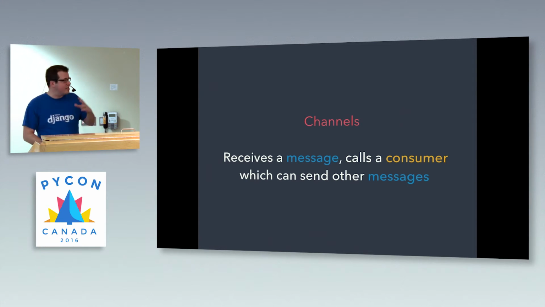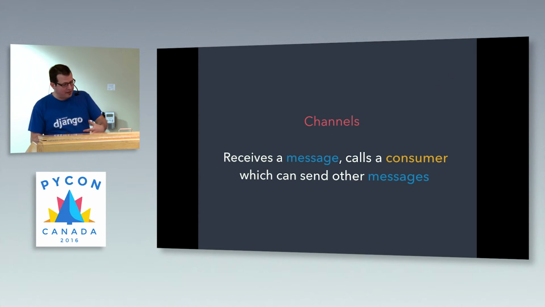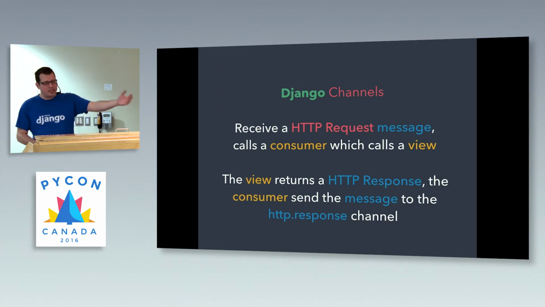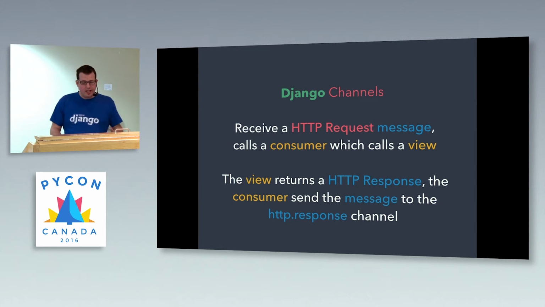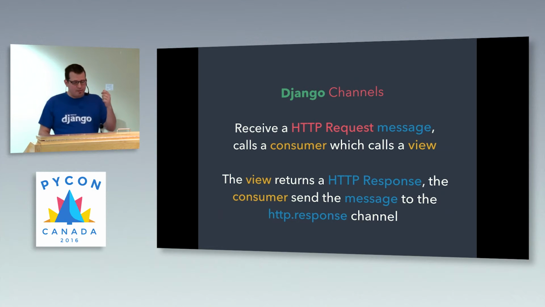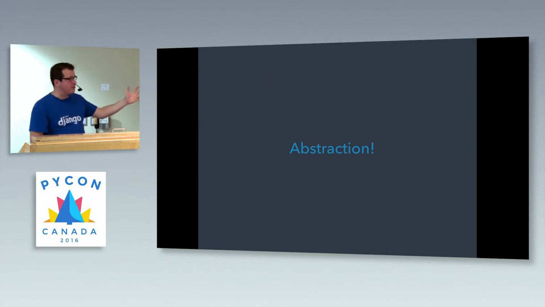So very simple, very generic, but we can see how we can take this generic behavior and wrap it around Django, and that looks kind of like this. You receive an HTTP request message, which in turn calls a consumer. That consumer does basically the same thing that Django does now and calls a view. The view returns an HTTP response, and then the consumer sends a message on a particular HTTP response channel. There's a lot of stuff in there, but that is the fundamental abstraction.